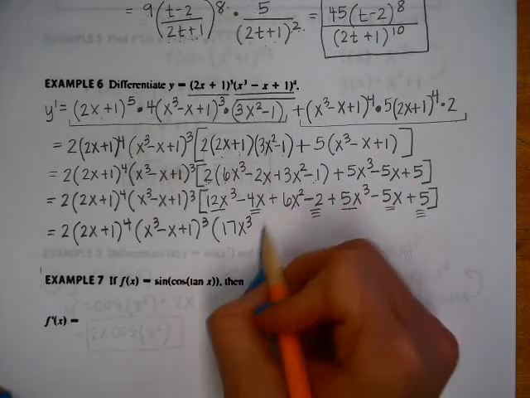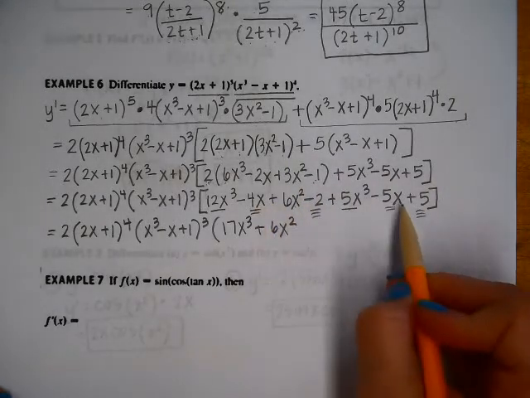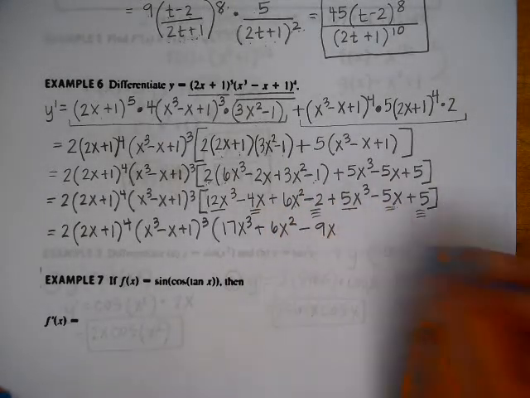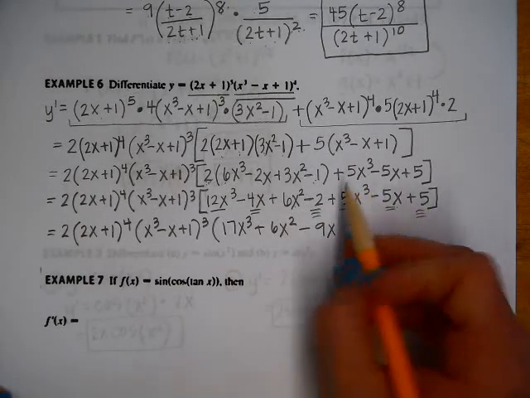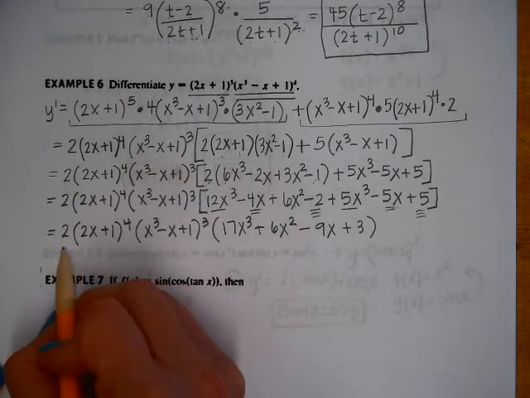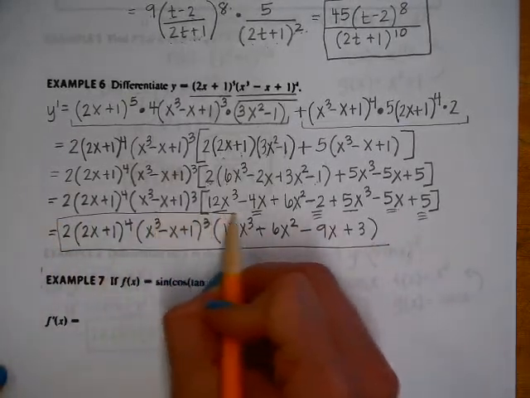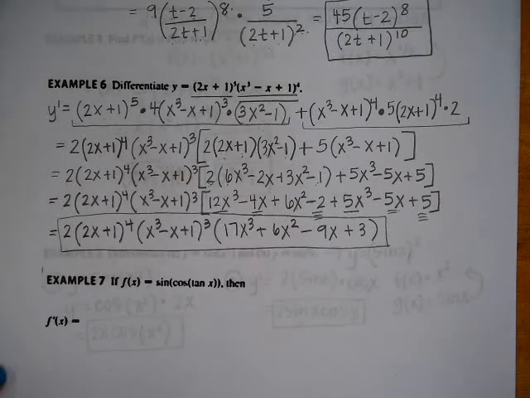We only have 1x squared term, so we're going to bring that down. Negative 4x minus 5x is going to be negative 9x, and negative 2 plus 5 is going to be 3. Okay, so this is the most simplified answer, even though that looks like a lot. That is the most simplified answer, and that is what you would enter into WebAssign. Again, the problem on WebAssign is going to be very similar to this, and so you'll definitely want to make sure that you're following this example when you're doing that.